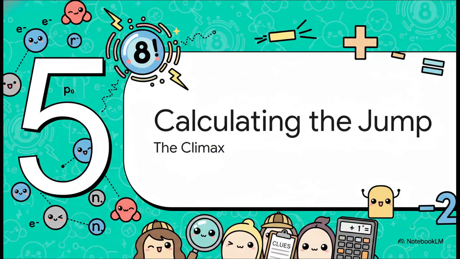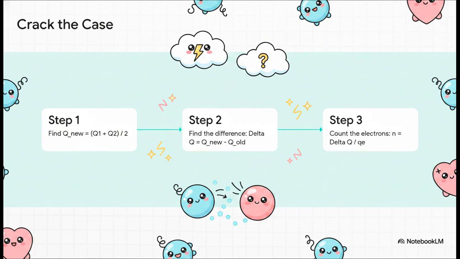Let's put all the clues together. Section 5. Calculating the electron jump, the climax. To reliably crack this case on your exam, just use this foolproof 3-step scaffolding method. Step 1. Find the final charge after they touch, the Q new. Step 2. Find the difference, the delta Q, which is just Q new minus Q old. Step 3. Count the electrons using the formula N equals delta Q divided by QE.